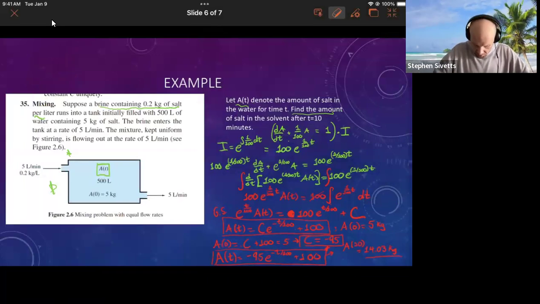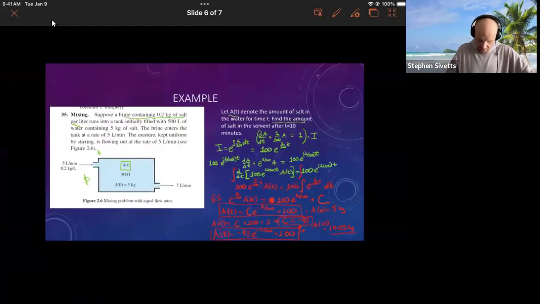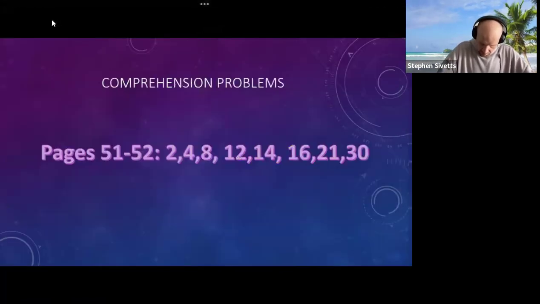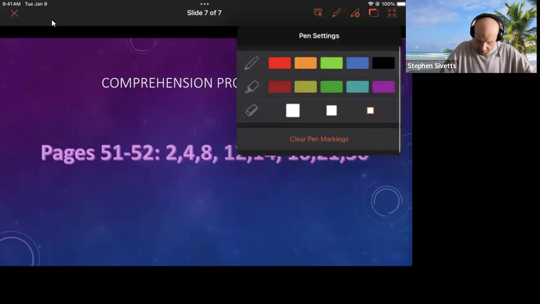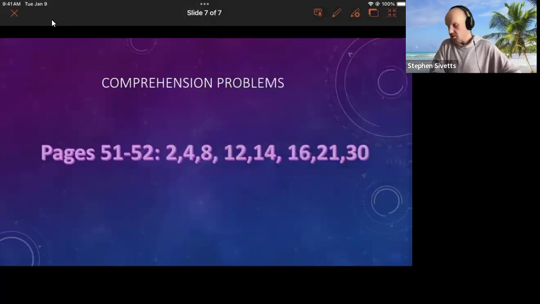Now onto the fun problem. So I want you to work on these problems for comprehension. These are in your textbook. So yeah, hopefully that made sense.